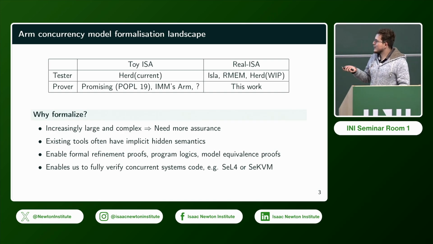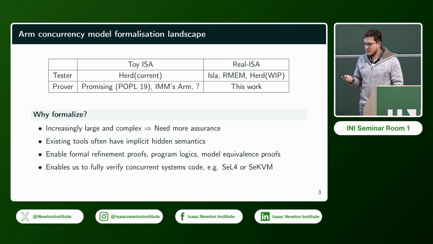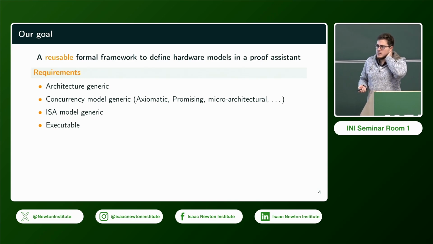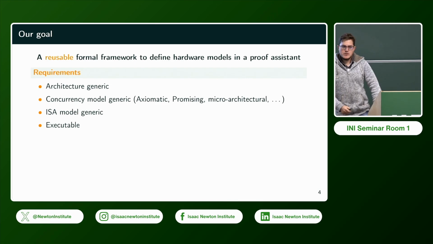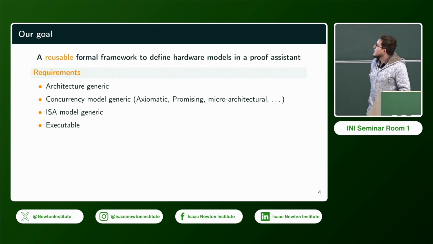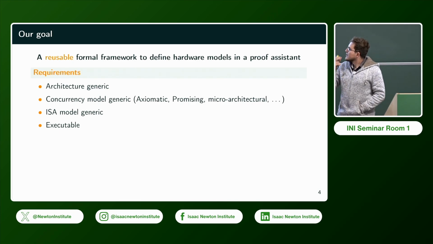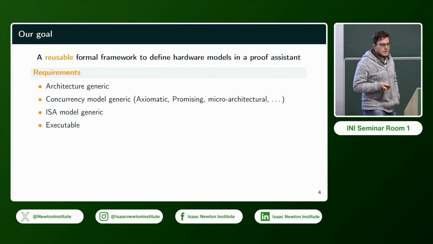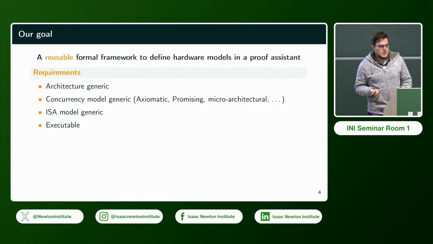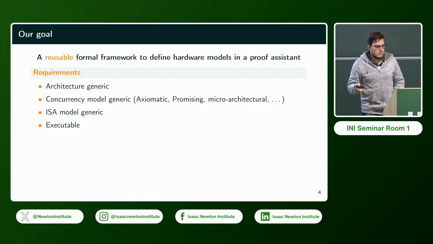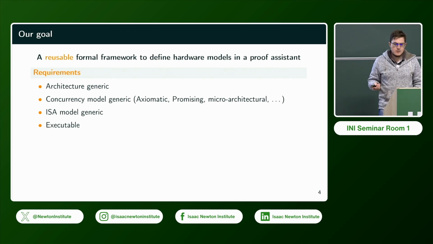So to do all of these things, we need such a model. So I'm trying to do that. More precisely, I'm trying to build a reusable, hopefully, formal framework to define hardware models. Hardware means CPUs or possibly GPUs, but mostly I'm focusing on CPUs here, in a proof assistant, in a way that is architecture generic. So you need to instantiate it precisely for your architecture, but the baseline of the model is generic.